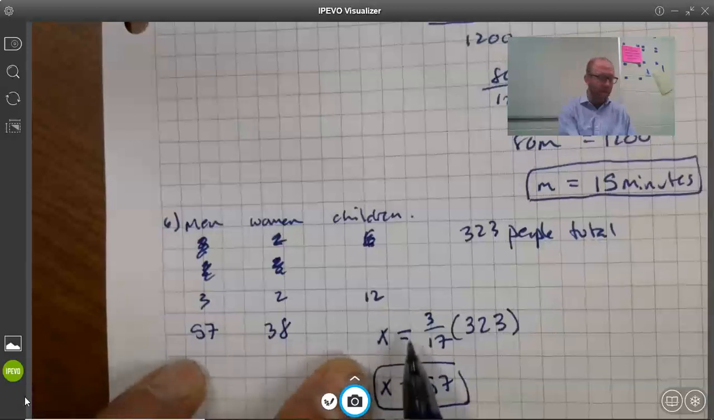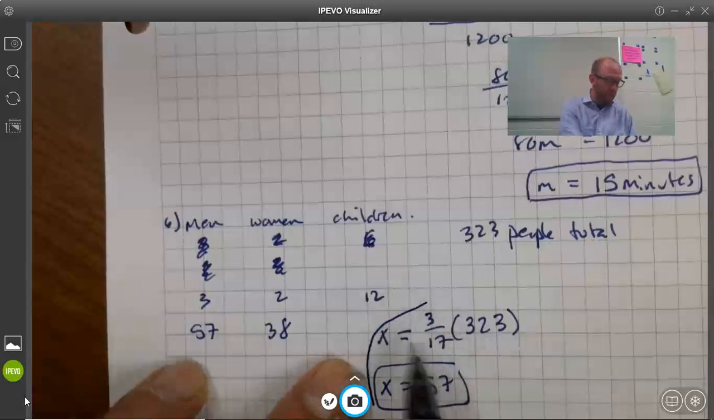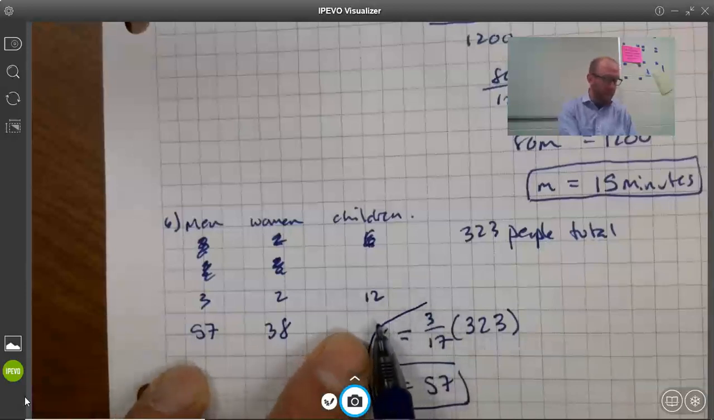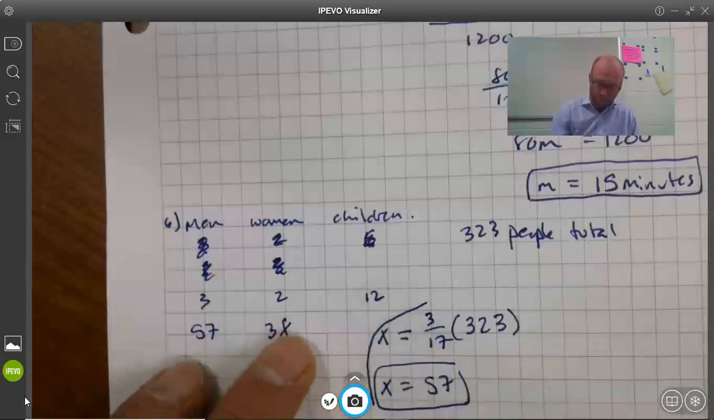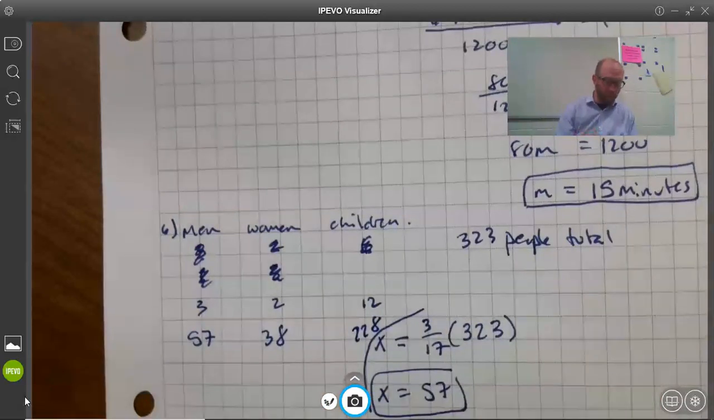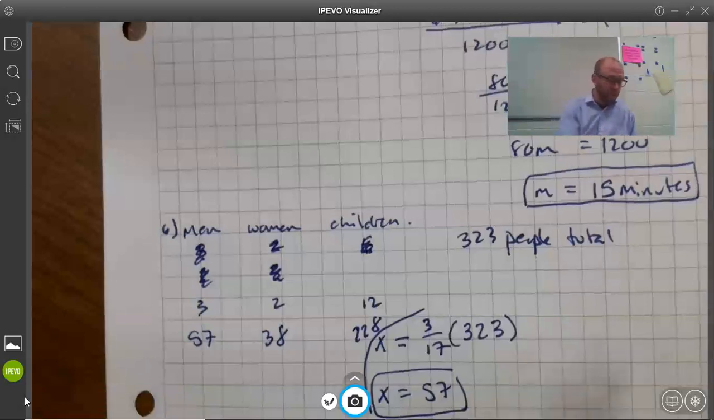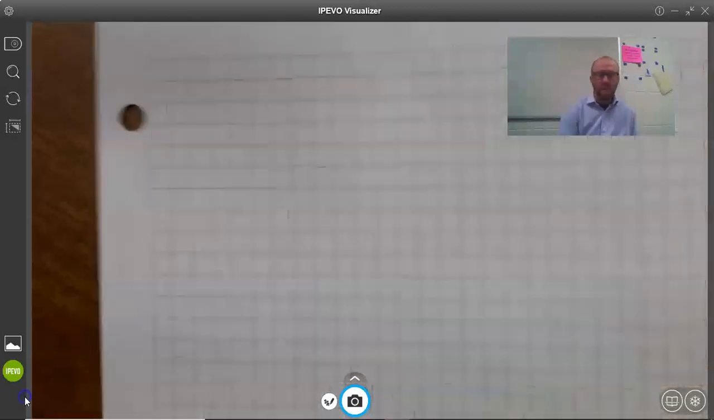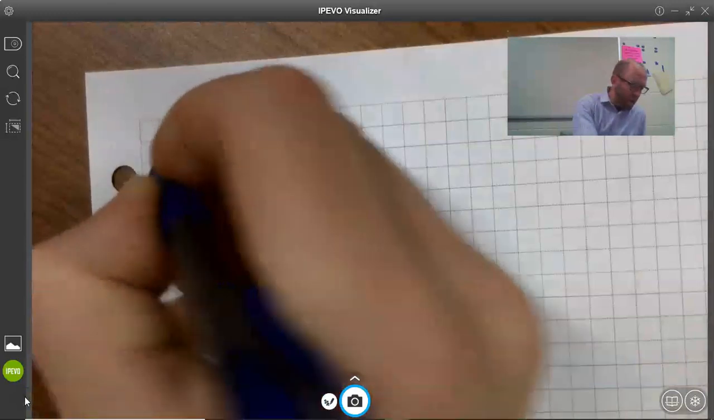women, and then there would be 19 groups of 12 children, so 19 times 12 is 228. Okay. And then add those all up, 228 plus 38 plus 57 plus 38 plus 228 is 323. So it works. Okay. All right. Next up. All right, number 7, the outing club.